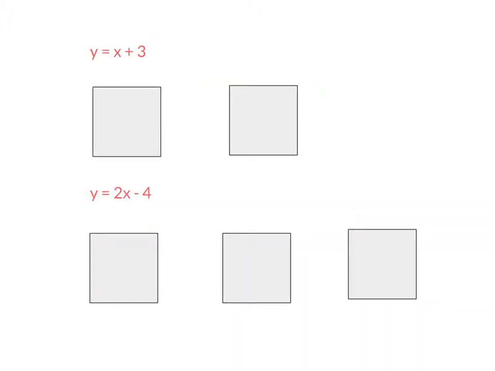So we have an input and we have an output. Our input's going to be x, our output at the end is going to be y, and of course what our function machine is going to do is add 3. Right, let's try the next one.